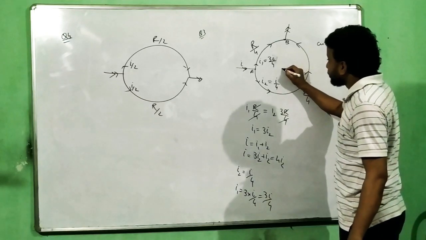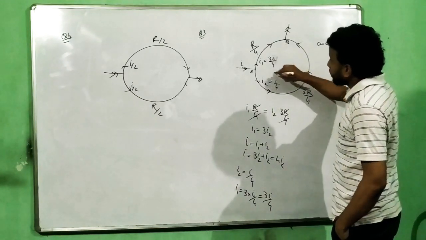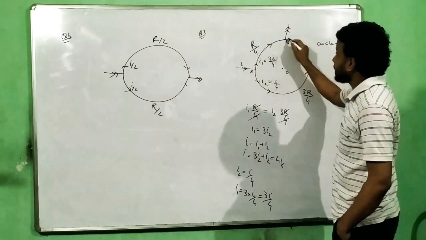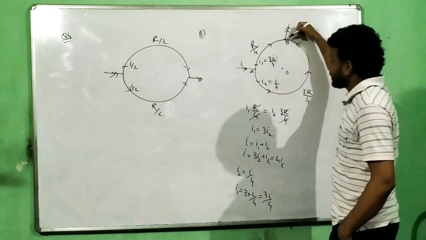So I want to find the field at this point called point O. And for this point O, I have two arcs. One arc is A to B clockwise, and the other arc is A to B anti-clockwise.